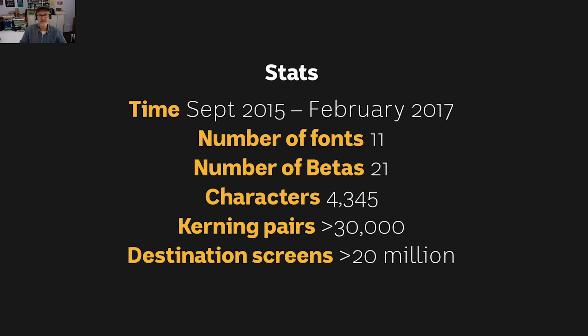Just to wrap it up, here's some stats about the project. It went over a roughly 18-month period. There were 11 fonts in the set ultimately. There were 21 betas. That means every time I had to make a change and then send it back to get approved, it would create a new beta version of the font for testing. 4,345 individually vectored characters. Yay, that was fun. There were upwards of 30,000 kerning pairs across all of the fonts, and the destination screens somewhere north of 20 million, who knows, possibly way more than that. An awful lot to make sure that it performs on every single possible screen.